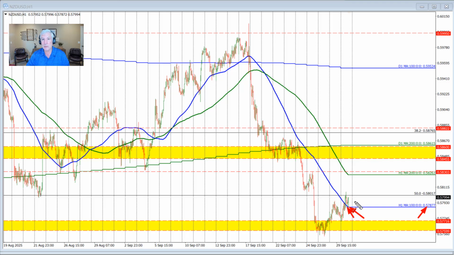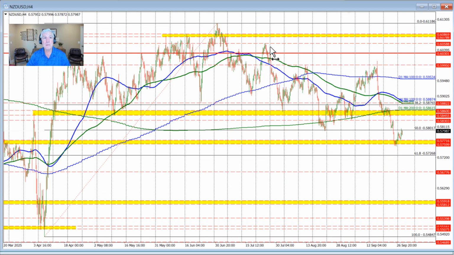As long as the price remains above that level, the buyers can still be in play and hope for a move back to the upside. I have to go to the 4-hour chart. 50% of this move up from the April low to the high price that we saw in June is at 0.58017. That level was also tested way back here. So getting above that level and staying above that level would now increase the bullish bias for the New Zealand versus US dollar.